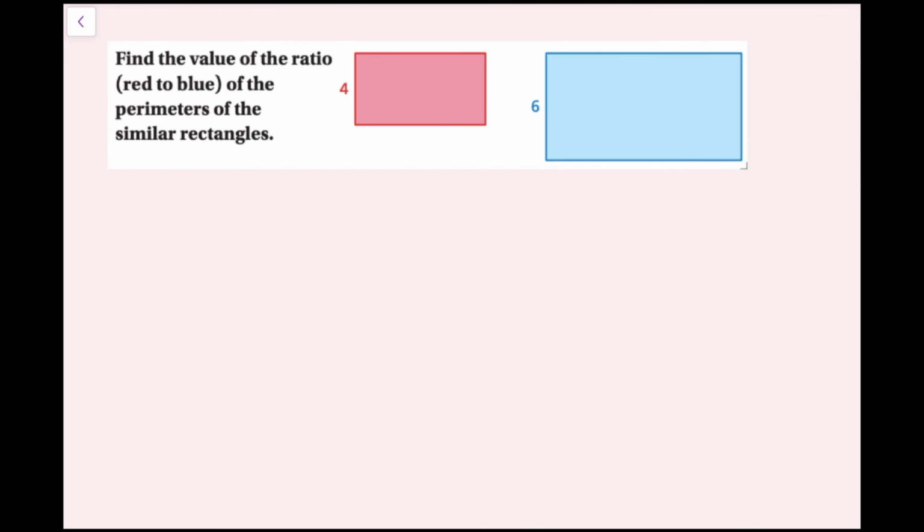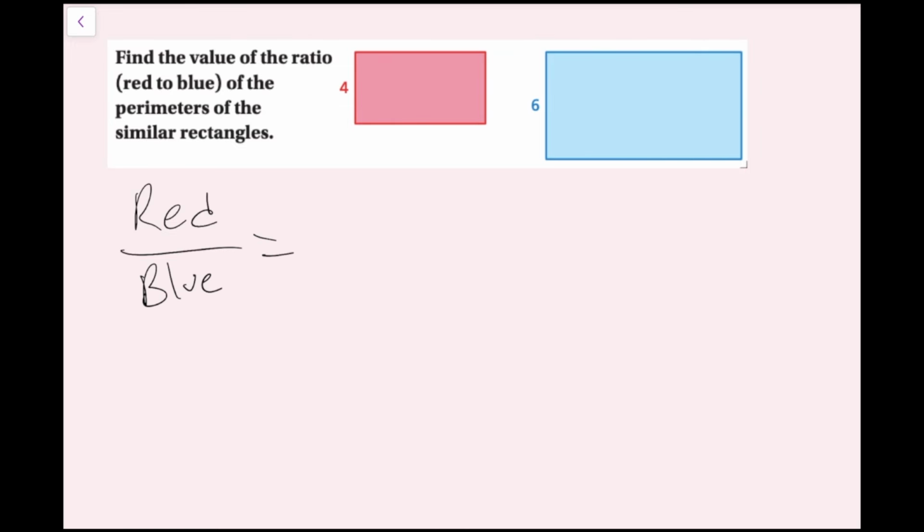So for example 1, all we have to do is find the value of the ratio, red to blue, of the perimeter of the similar rectangles. Well, I know these are similar, and I know that the ratio of the perimeters is just going to be the same as the ratio of the side lengths. So even though I only have one side on each one, I know that these are corresponding because these are both the shorter sides of the rectangle. Okay, so I know that 4 corresponds to 6. I know that my ratio of the perimeter is the same as the ratio of these side lengths. So for red to blue, I know my ratio is equal to 4/6. That's going to be the same ratio as my perimeters, the perimeter of red to the perimeter of blue.